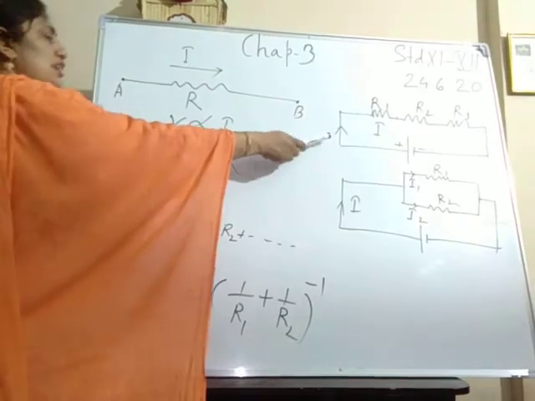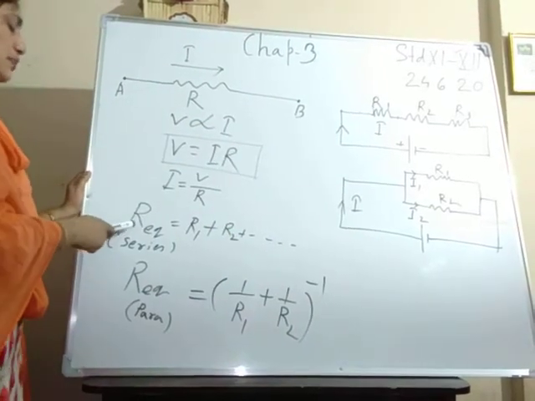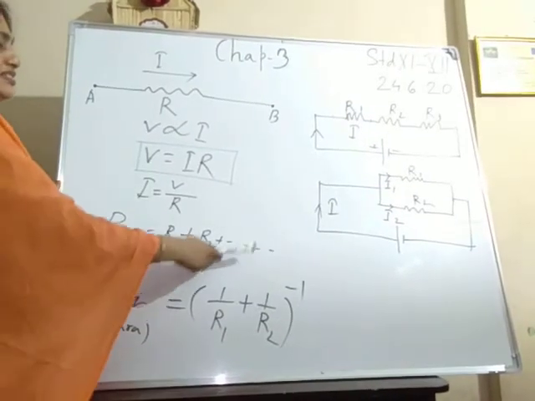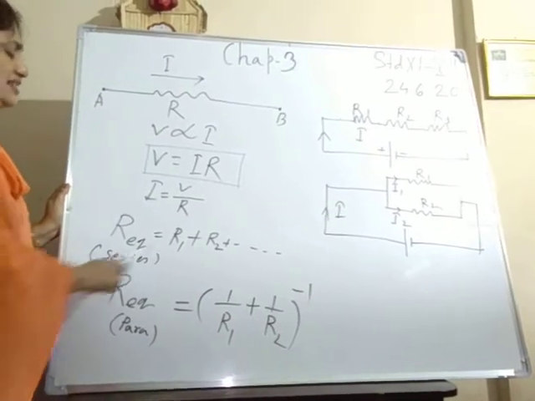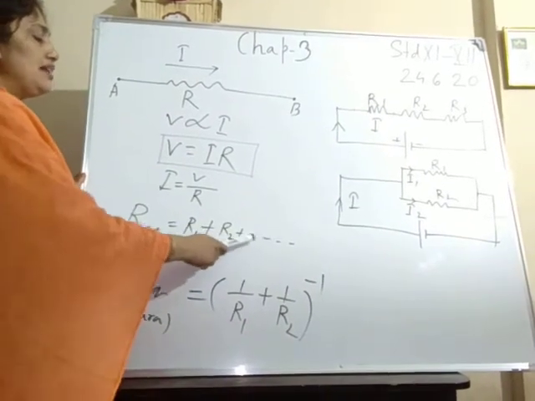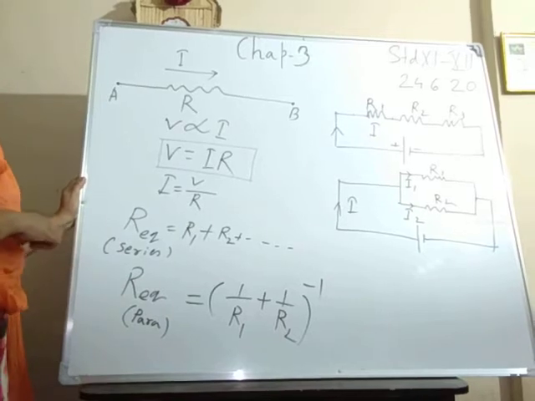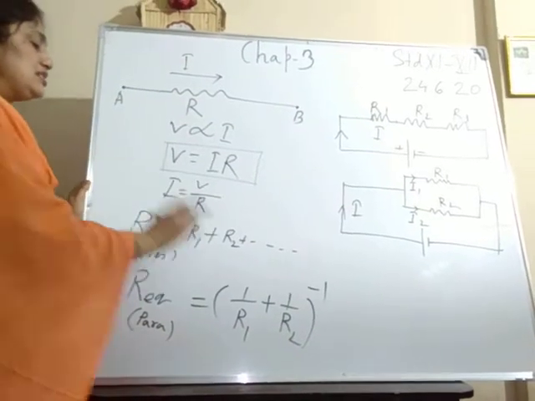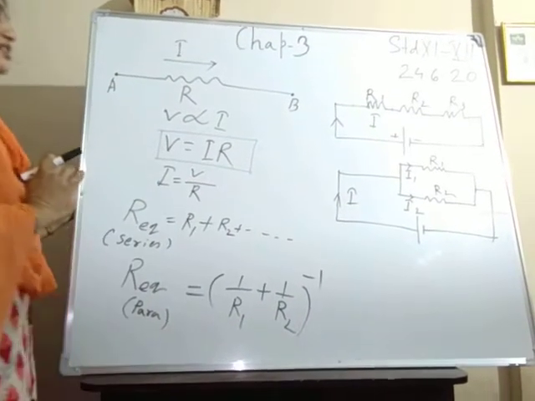So the equivalent resistance in series combination will be, you will just add all the resistances. So R equivalent in series equal to R1 plus R2 plus dot dot dot. That means however many resistors there are, those resistors will be added in series combination.